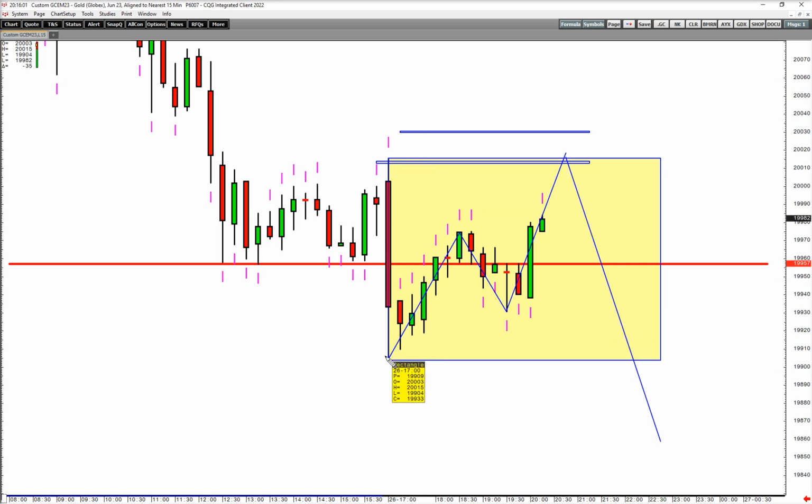This large bar with the ABC within the Hoagie is something I've seen a lot in natural gas. It just looks like it's setting up here in gold. So I thought I'd point it out.